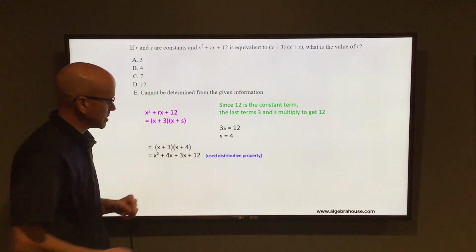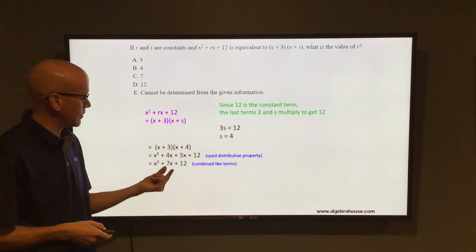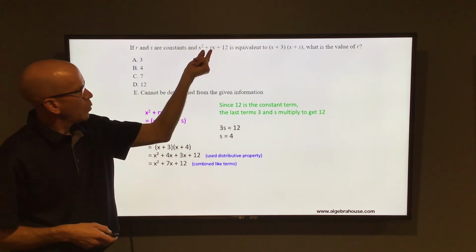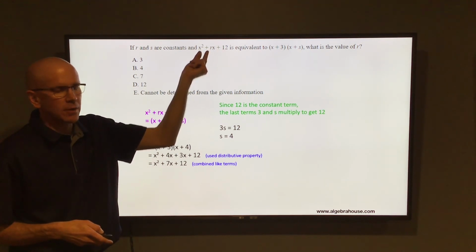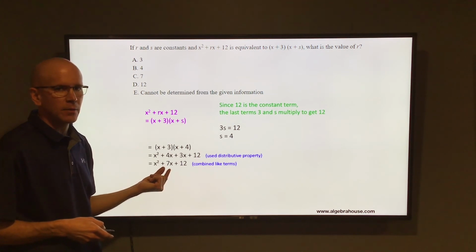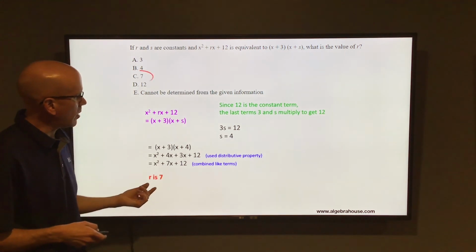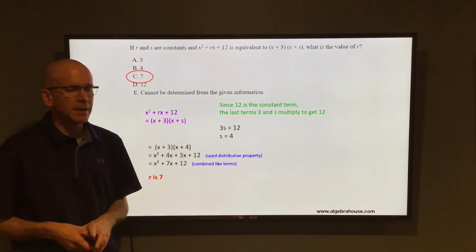Combine the like terms in the middle. 4x and 3x is 7x. So the question was, what is the number in front of the x there? What is r? Well, you can see it right now. It's 7. So r is 7, and the correct answer is C.